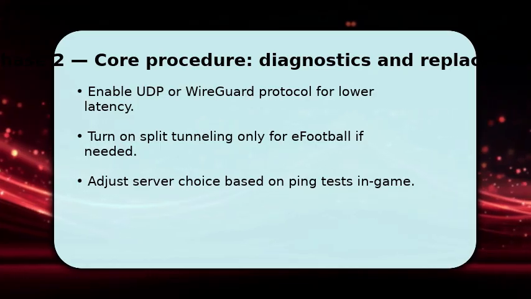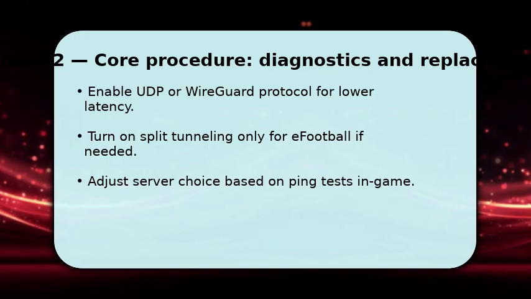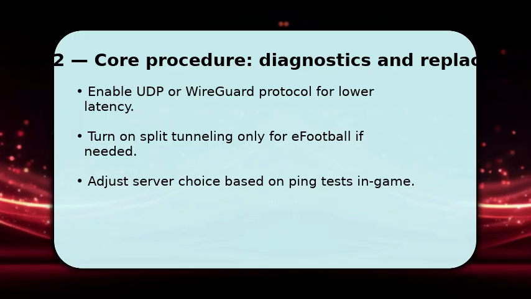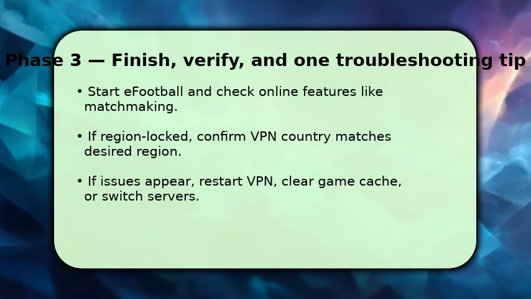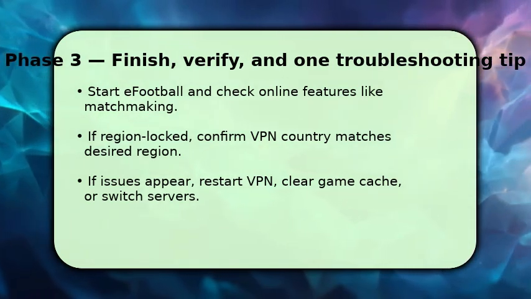Keep the one with the lowest stable ping. Make adjustments and save the profile, then reconnect to apply settings. Finally, launch Efootball while the VPN remains connected and check online menus. Matchmaking, store, and friends should work.